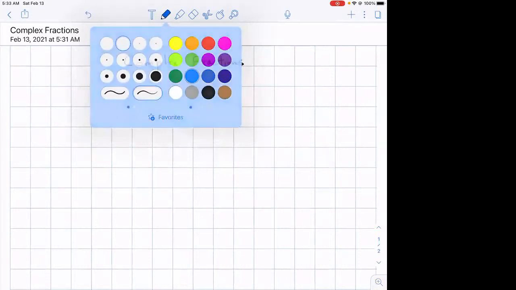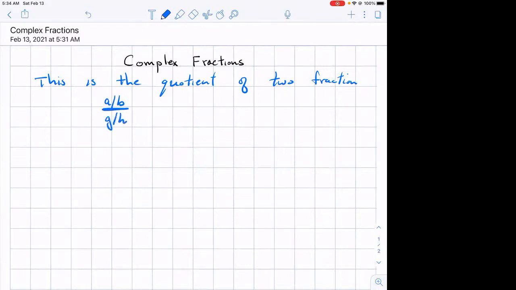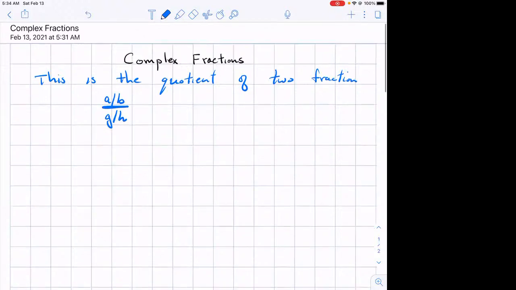So this is the quotient of two fractions. For example, a over b divided by g over h. Okay, so where a over b is a fraction, and g over h is a fraction.